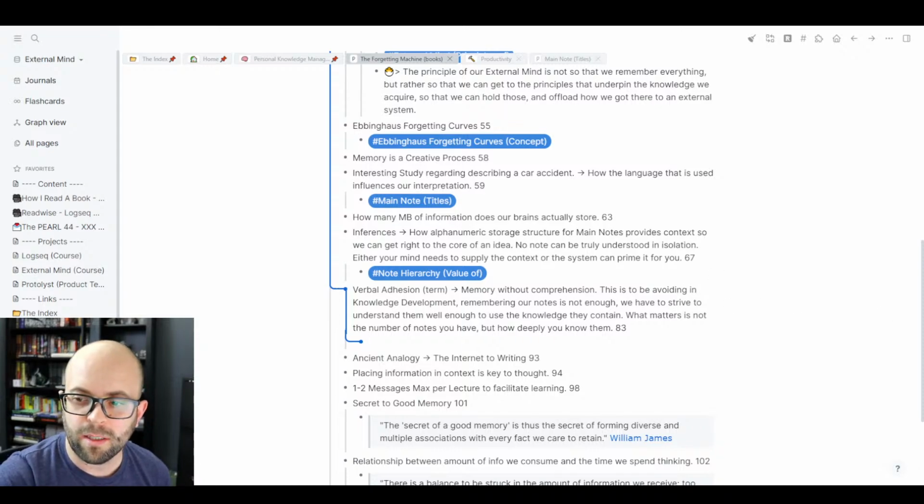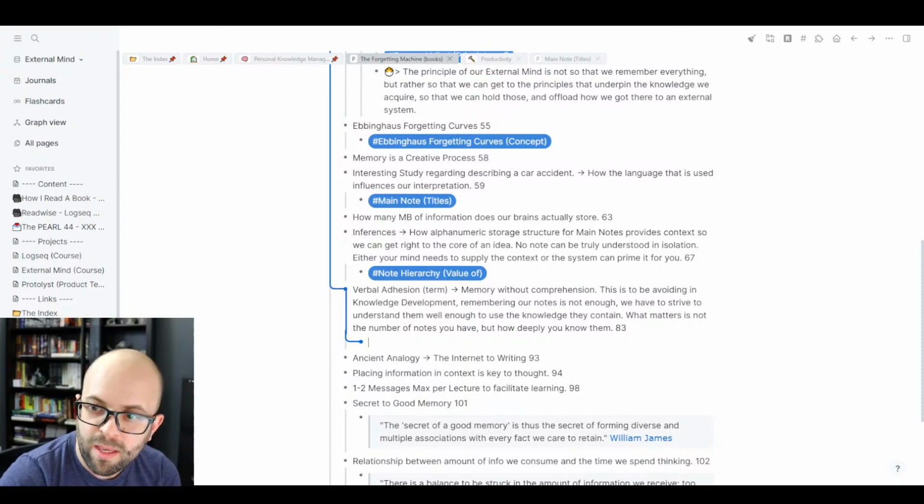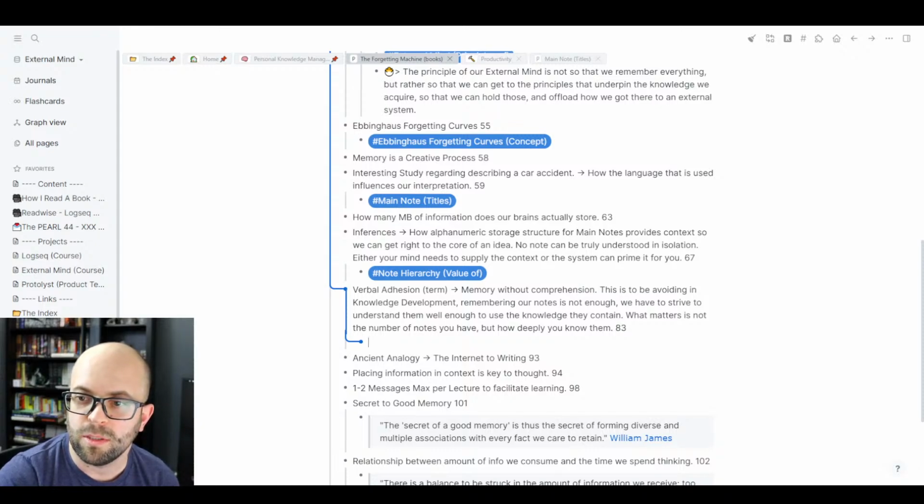So let's see, anything else in the comments before we start wrapping it up here? I develop my own thinking most of the time. My main notes are written in context of my thoughts. In other words, I don't just copy what the author is saying, rather I include it in my notes.